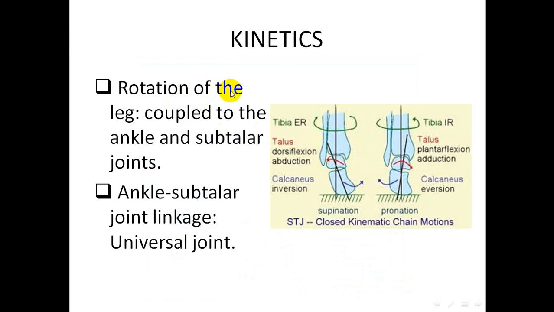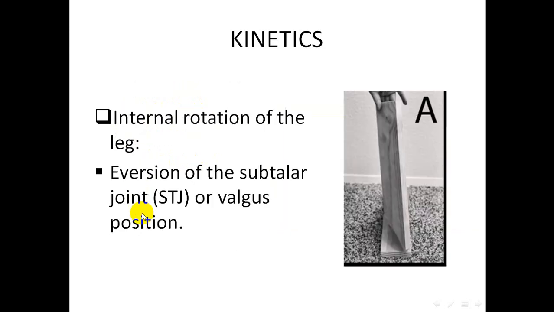Rotation of the leg, as we mentioned, is external rotation with knee extension and internal rotation with knee flexion. This rotation is coupled to the ankle and subtalar joint. So the ankle and subtalar joint can be considered as one universal joint. During internal rotation of the tibia, the talus will rotate internally, and there will be eversion of the subtalar joint or valgus position.